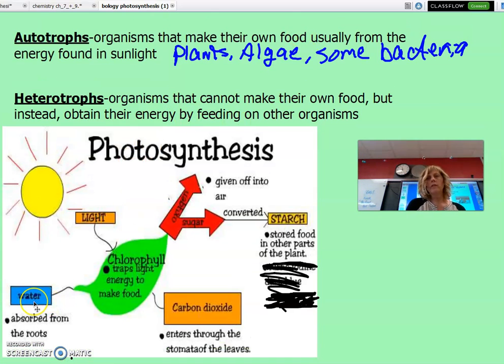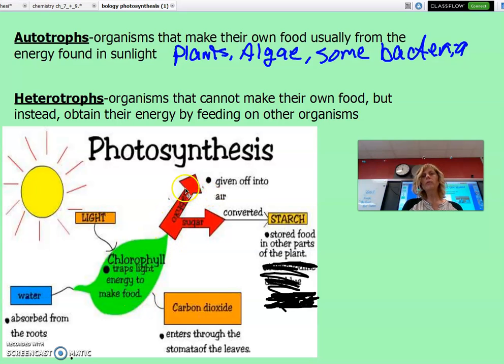So this chart is just a quick overview of photosynthesis. Water goes into the plant through the roots. That's the organ where water is absorbed. And we get some sunlight that gets trapped by chlorophyll. That's this magical substance that we completely lack. And then carbon dioxide enters through those stomata in the leaves.